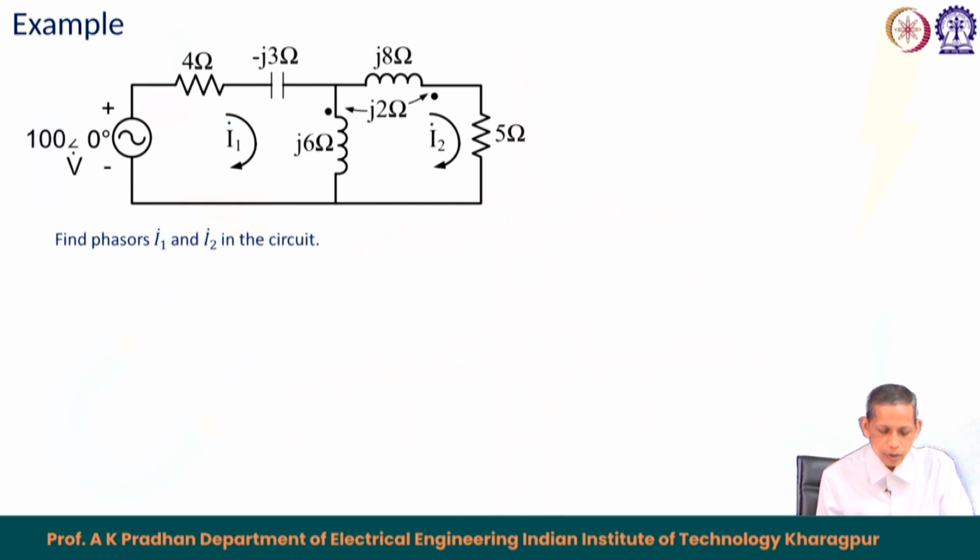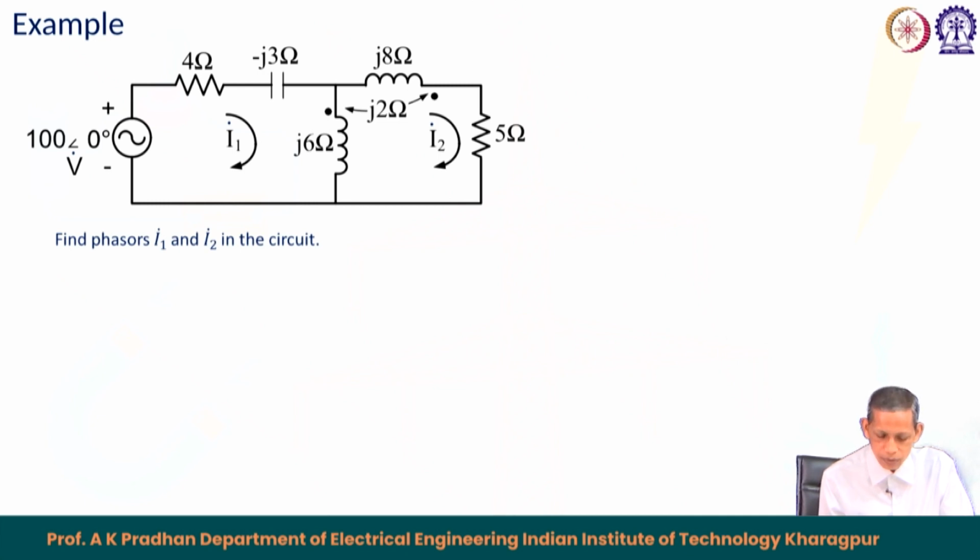There is another example similar to what we saw earlier. This has a 100 volt source in the first loop, with a 4 ohm, minus j3 ohm and a j6 ohm reactor, and then in the second loop we have a j8 ohm reactor which is coupled with the j6 ohm reactor, and the dots are provided like this, and we have a 5 ohm resistor in the second loop. Note that I1 is entering the dotted terminal and I2 is leaving the dotted terminal.